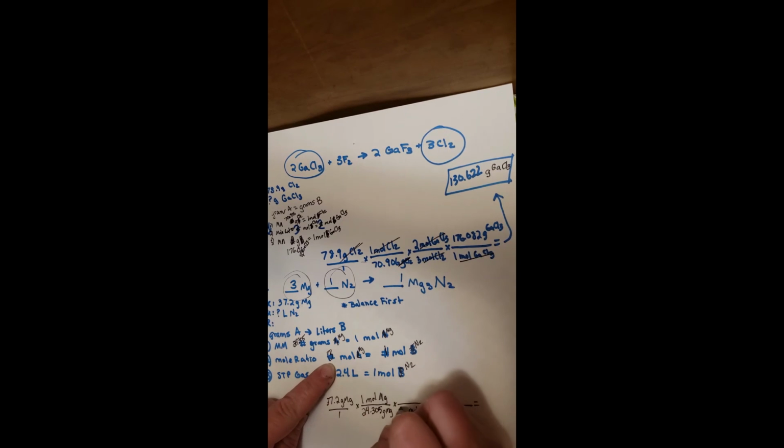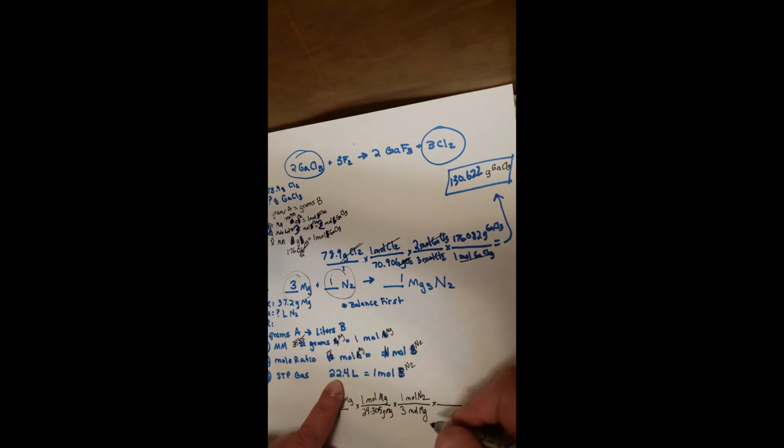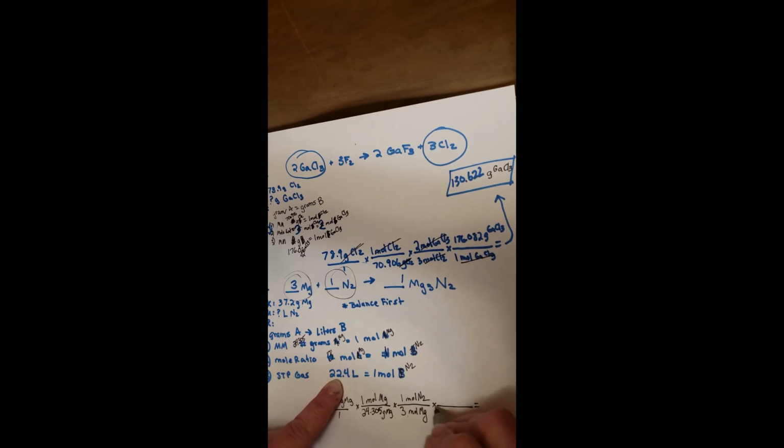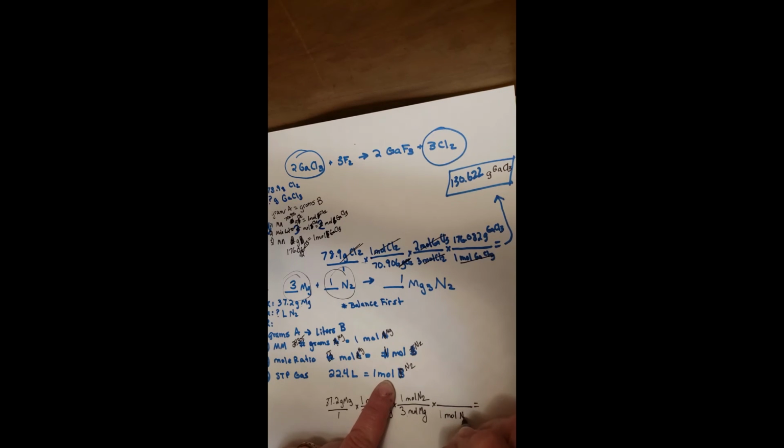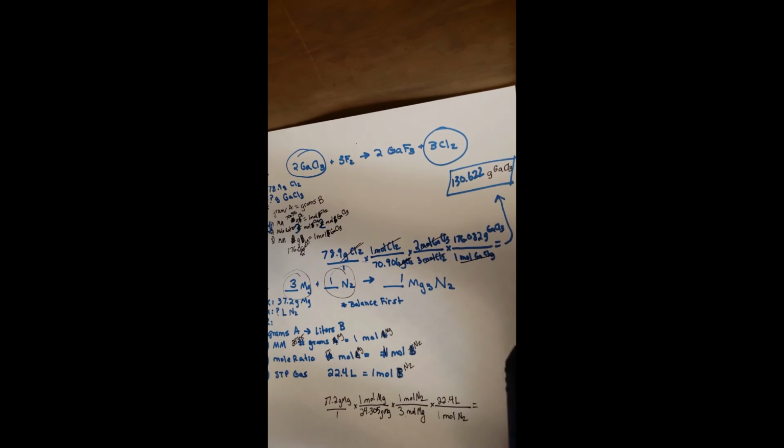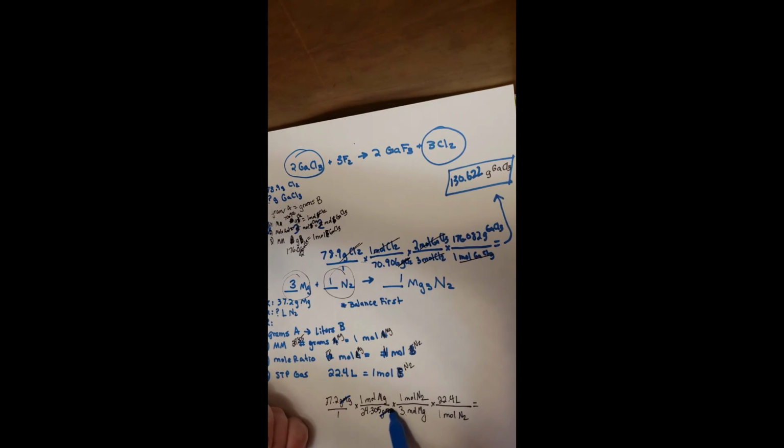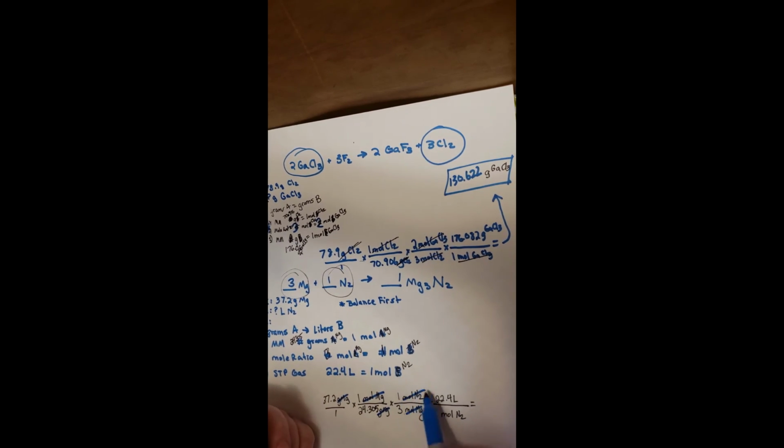Looks like I had a 3 in front of there. This part's going to go on top then. STP gas. Liters, we don't want on bottom. Remember, we want the units the same diagonally, so I'm going to put 1 mole of N2 on bottom, and the 22.4 liters on top. Let's solve this. Oh, actually, first, before we solve, cancel your units. Same and same, same and same, same and same.